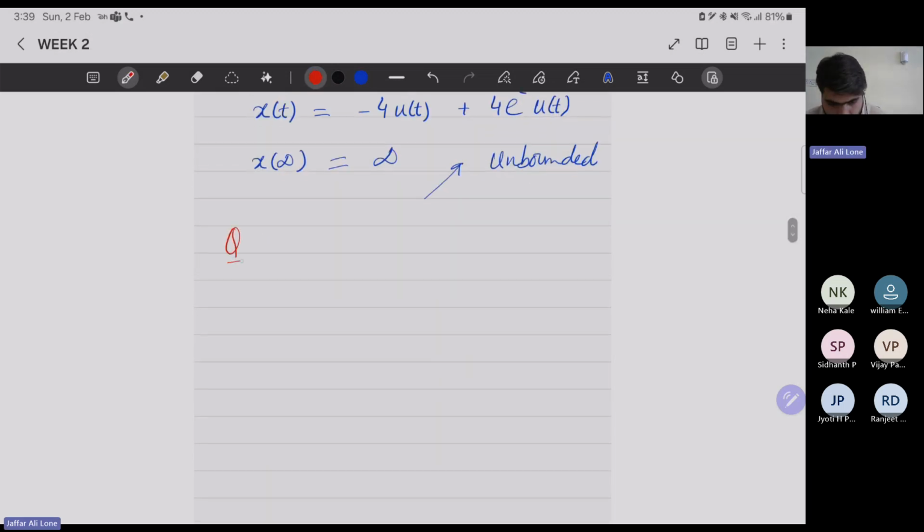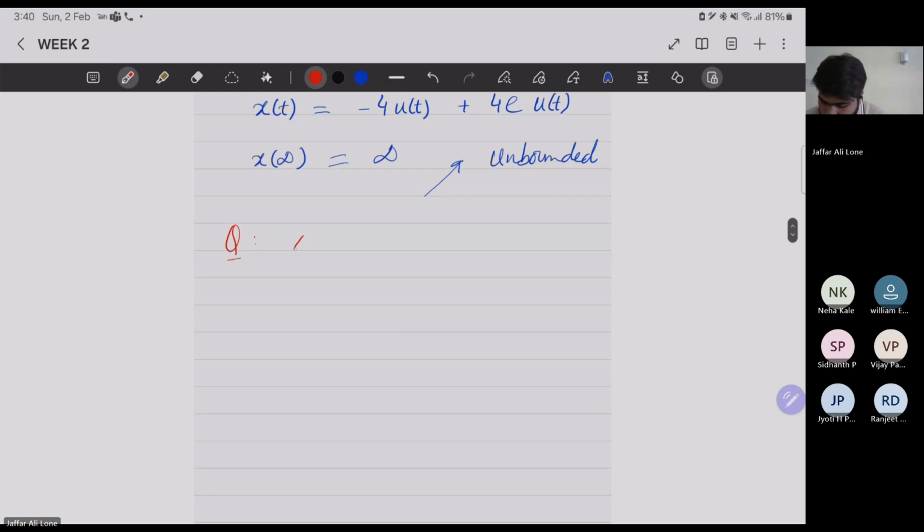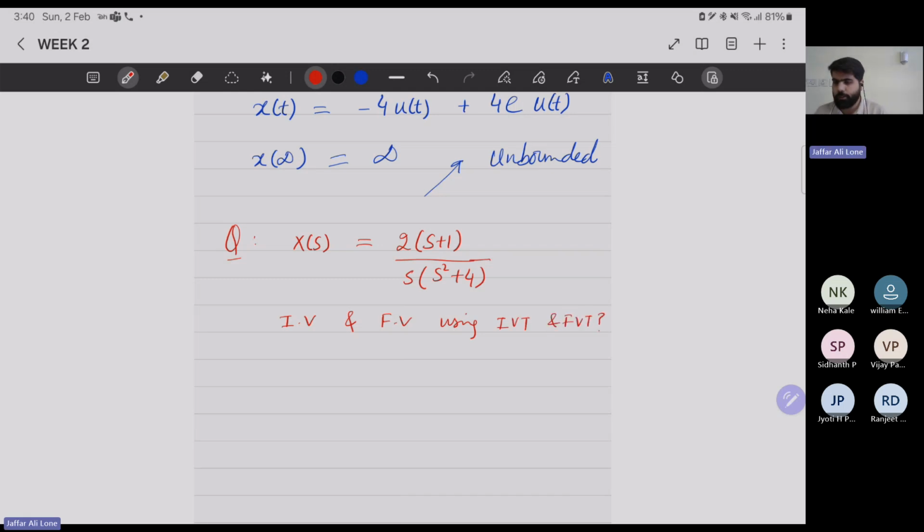Now do another question. X of s is equal to 2s plus 1 divided by s into s square plus 4. Find the initial value and final value using IVT and FVT. You have to use the initial value theorem and final value theorem to find the initial and final values of this function.